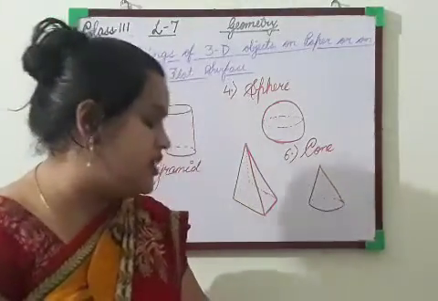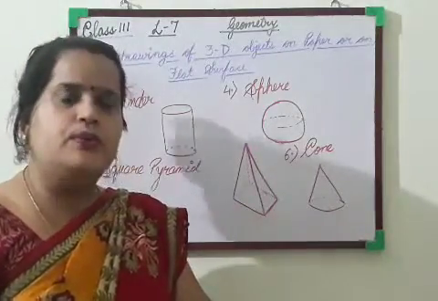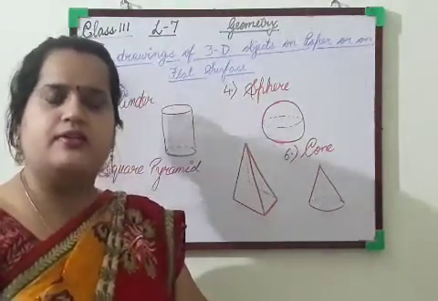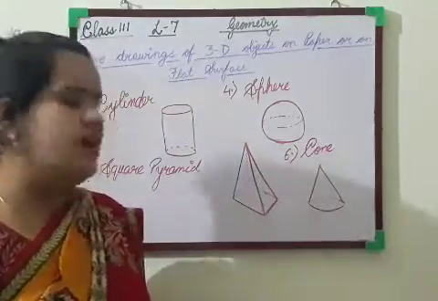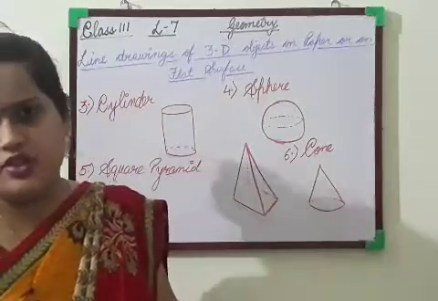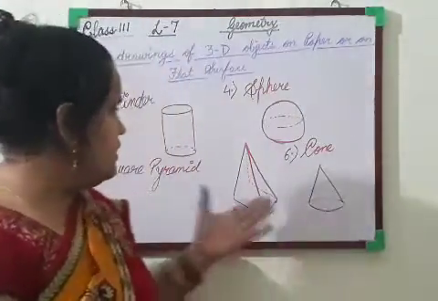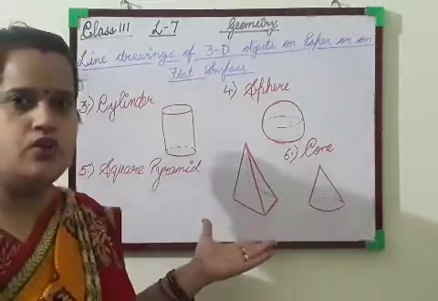What we can make out? We can make out that three-dimensional figures are formed when the two-dimensional figures are given the height. When we give the height to the two-dimensional figures, they are changed into the three-dimensional figure. Okay, hope you have understood whatever has been taught. This was the last topic of your chapter.